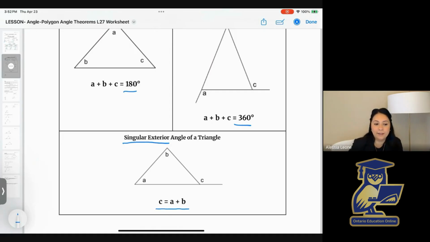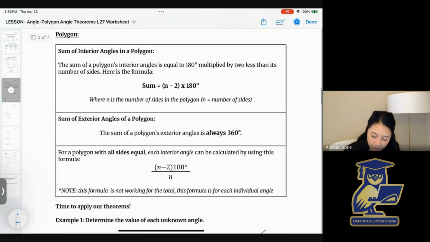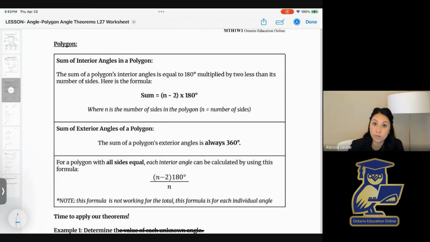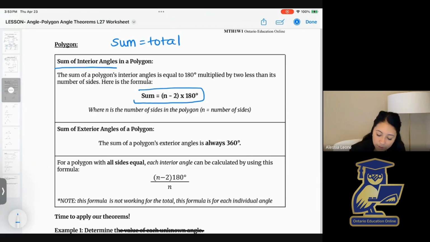So again, this is simply like a formula sheet. It's just giving us the rules, the theorems, so that later when we're doing some practice questions, we can refer back to this. Same with these here. We have some formulas that we need to know. If it's asking us for the sum, the total, sum is another word to say total. Sum of the interior angles in a polygon, the total of the interior angles in a polygon, that is this formula.